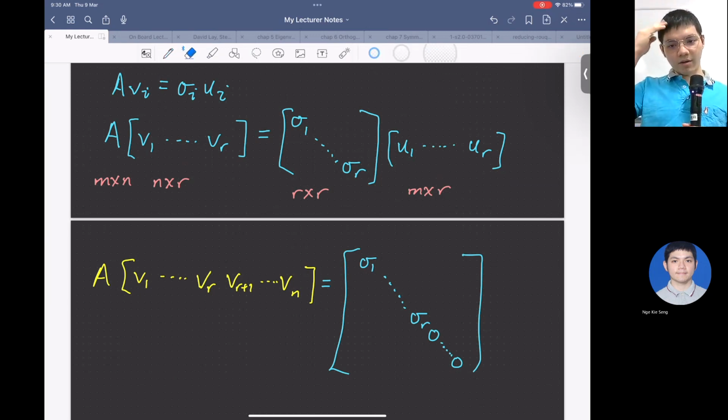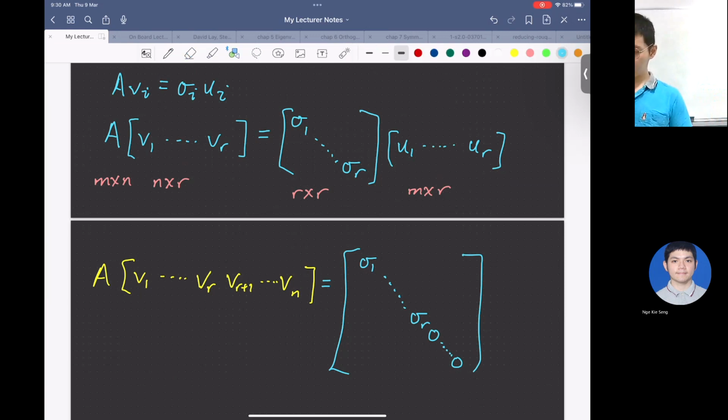How about here? How do you add until m? What vector can you add?